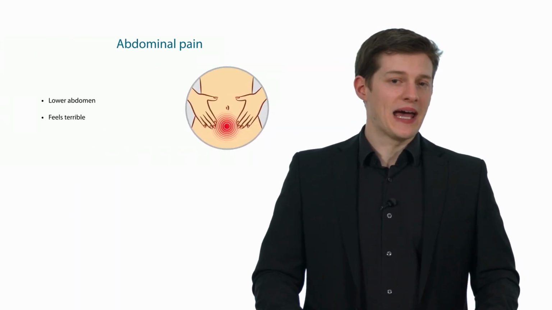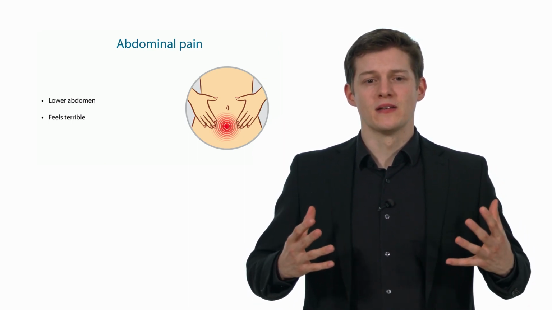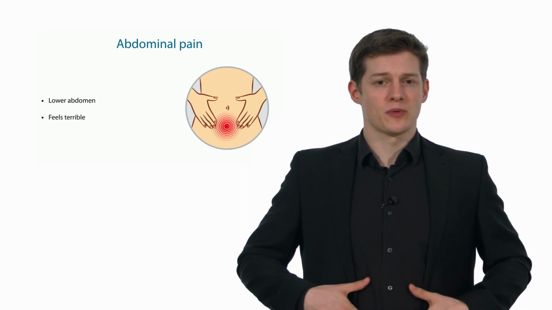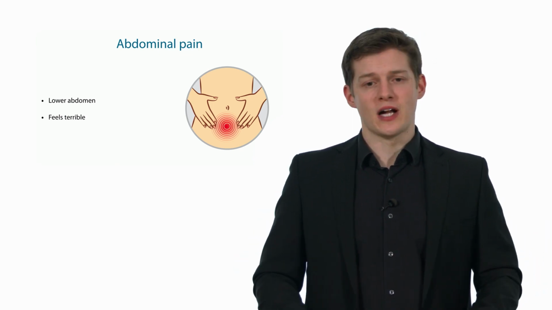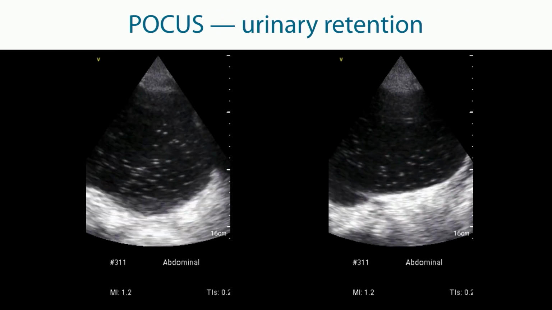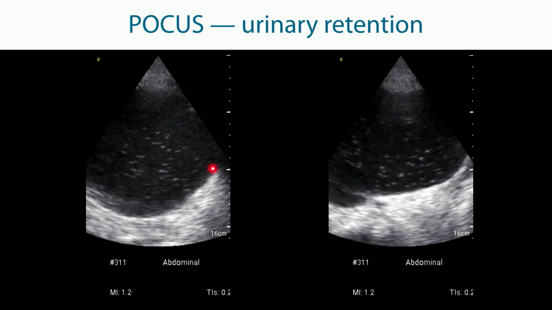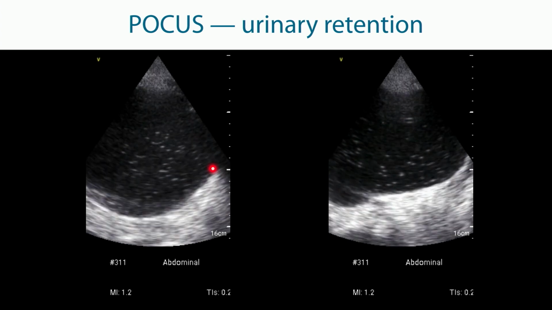Let's see Amanda. Amanda has terrible abdominal pain. To be exact, lower abdominal pain. Let's use point of care ultrasound. And what do we see immediately? We see a huge bladder. On the left side we see a transverse view, and on the right side we see a longitudinal plane.